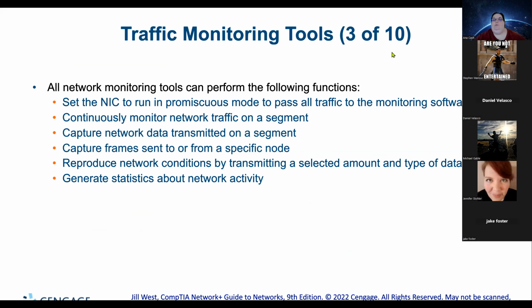All network monitoring tools can perform the following functions. Set the NIC to run in promiscuous mode to pass all traffic to the monitoring software. Continuously monitor network traffic on a segment, capture network data transmitted on a segment, capture frames sent to or from a specific node, reproduce network conditions by transmitting a selected amount and type of data, generate statistics about network activity.